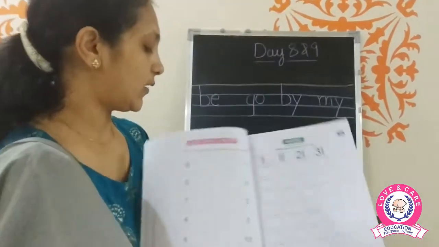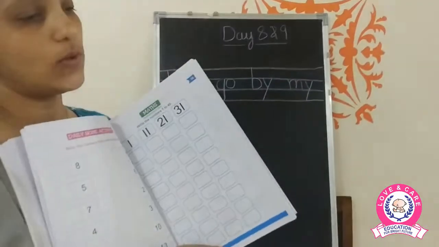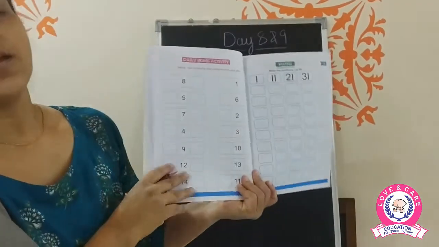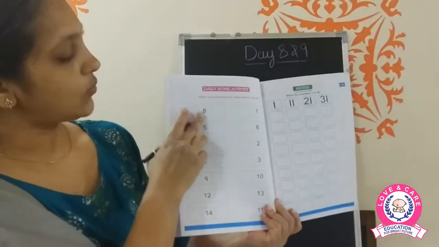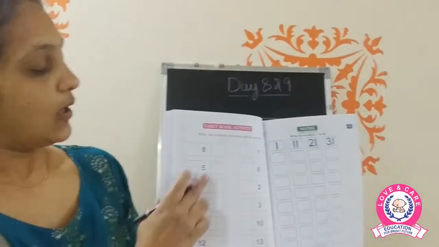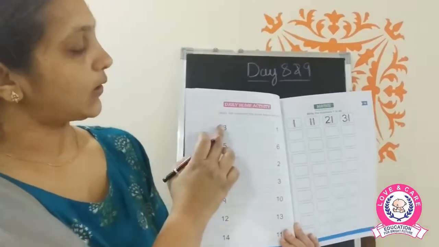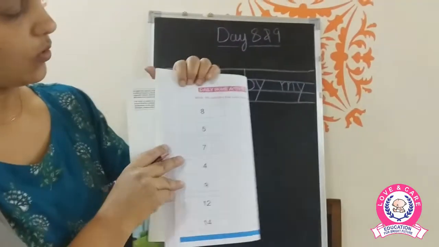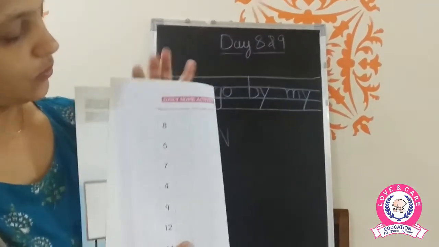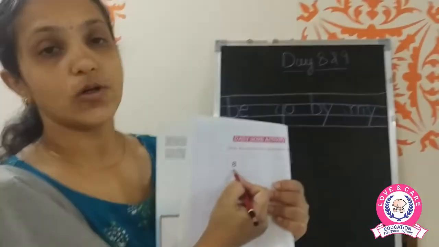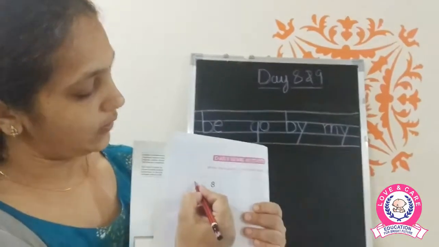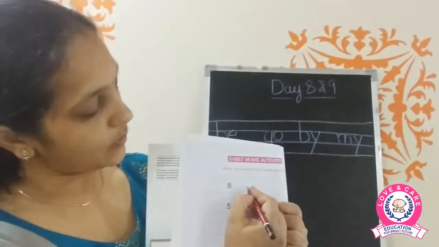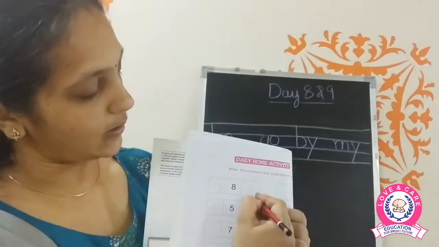Now moving on to another page, we are just going to do the before and after revision. हमने before and after पहले ही सीखा है, and now we are going to do the revision. Here you are given the between number. आपको उसका before number भी बताना है and after number भी बताना है. So first you have to look at the number. So it is 8. So what will come before 8? Before 8 will come 7. So 7, 8. What will be the next number? After number क्या होगा? 8 के बाद 9.